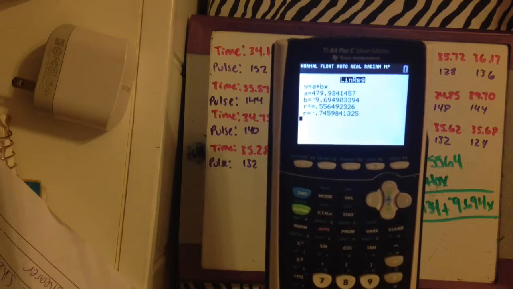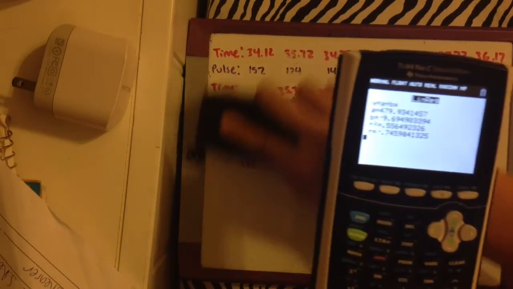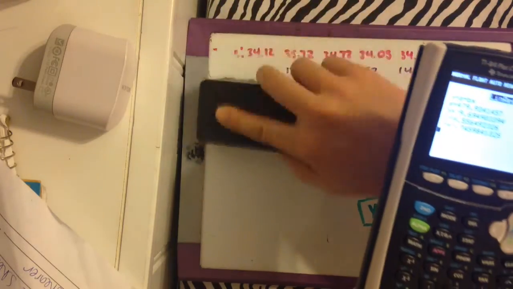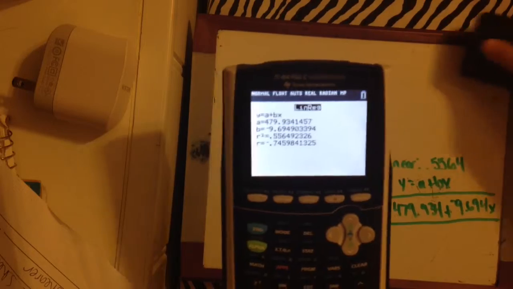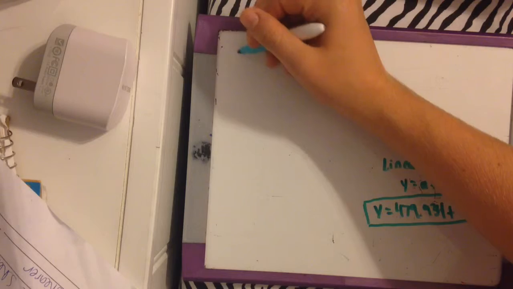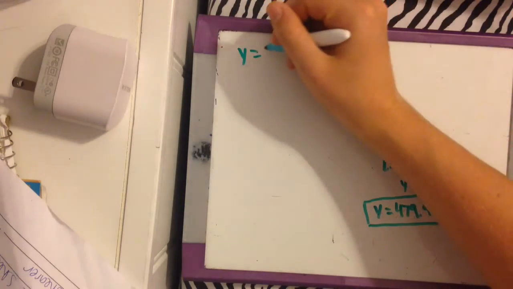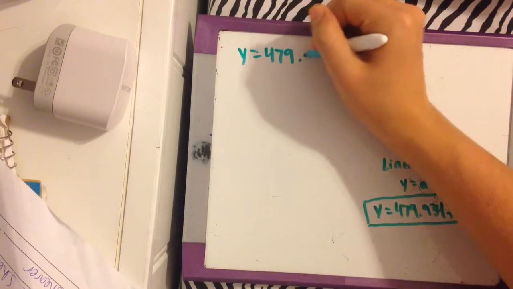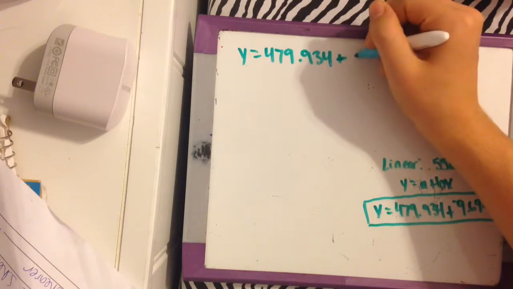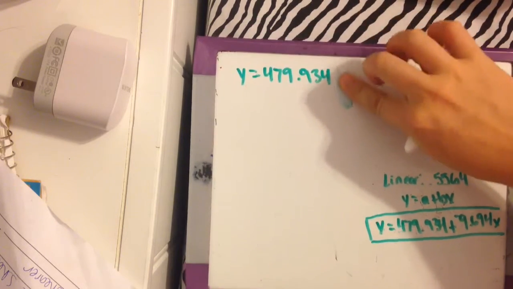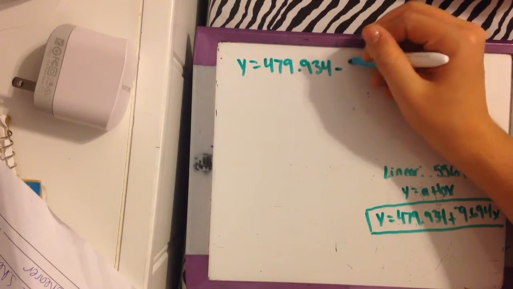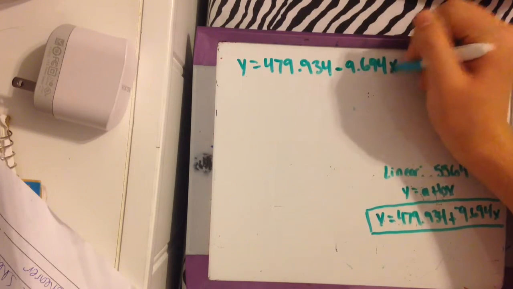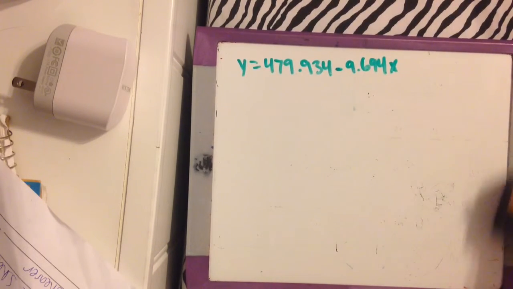Now, I'm going to go ahead and erase the data since you've already seen it and you already know it's plugged into your calculator. Then, I'm going to go ahead and write our linear line once again at the top. We have Y equals 479.934 minus 9.694X. We can cross this out since we know we're correct.